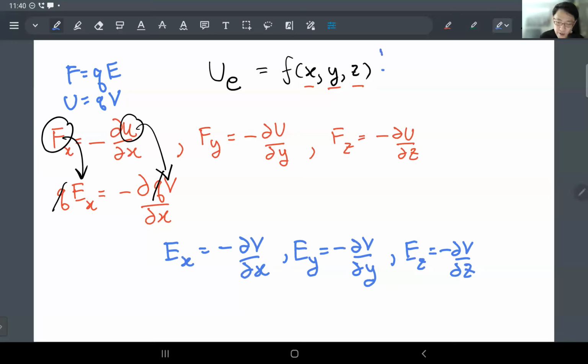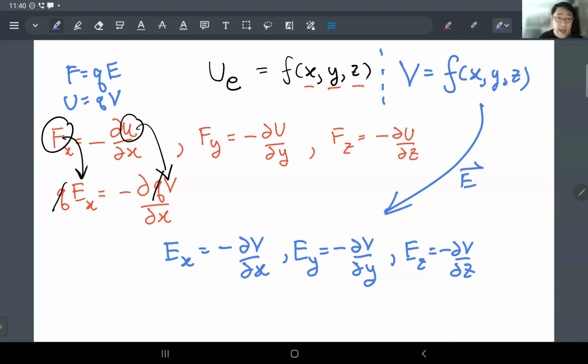So instead of giving you the function representing the energy, you might be given V as some function of X, Y, and Z. And once you are given that, you can figure out the electric field vector through this expression right here. And you are done. Okay. Isn't that cool?